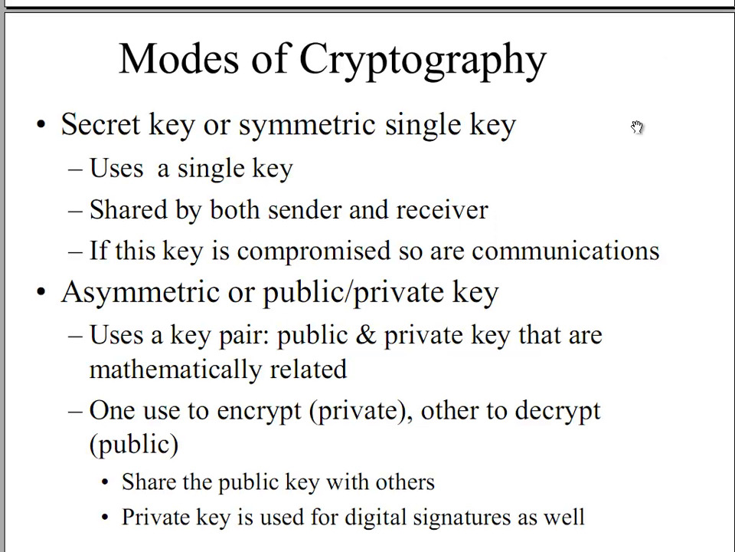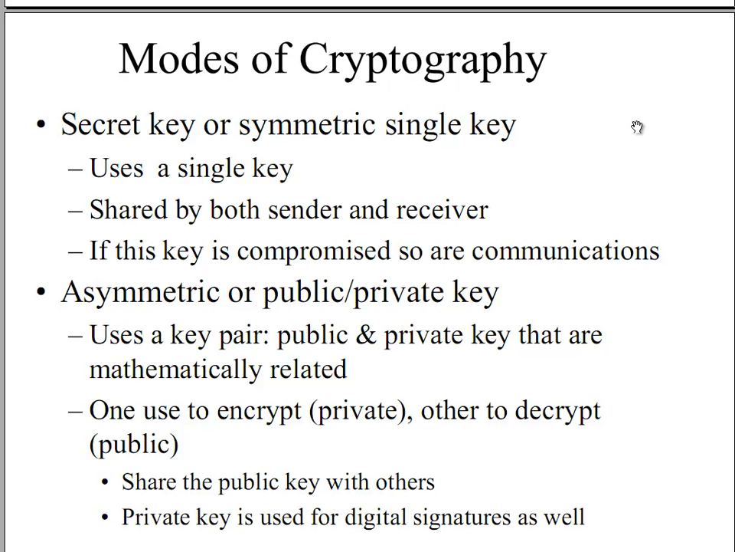So first, let's give a quick overview of the two modes of encryption. The first is called the secret key or symmetric single key encryption, and this is one of the older forms of encryption. Symmetric encryption uses a single key to encrypt a message, and the single key is then shared by both the sender and the receiver. The sender uses a secret key and the symmetric algorithm to encrypt the message, and then the receiver uses that same key to decrypt the message. Note that if this key is compromised, so are the communications, that is, the document that has been encrypted.